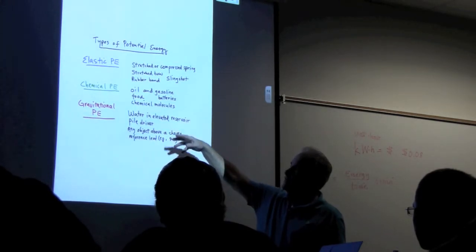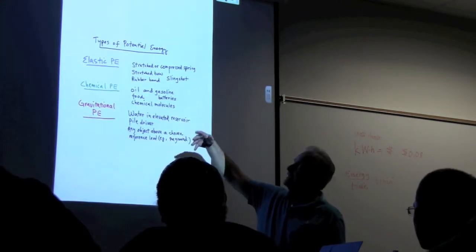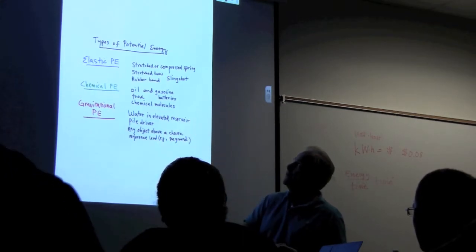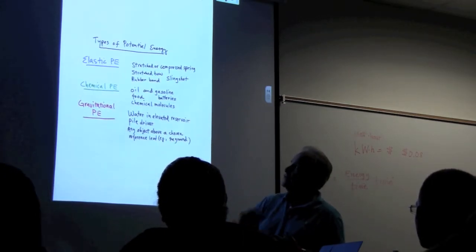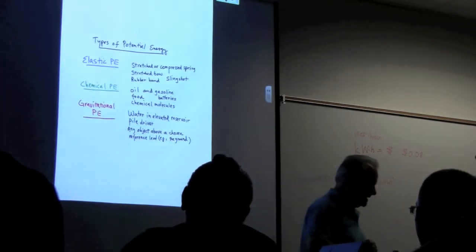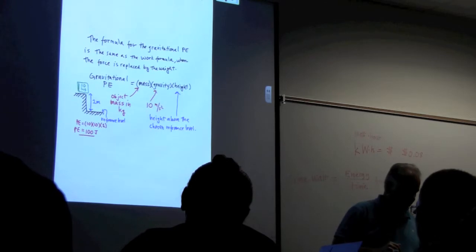Chemical potential energy we talked about, like in gasoline. Elastic potential energy, like in a rubber band or a slingshot or a bow and so forth. I just want to give you some examples. But this is the one that we're going to focus on in the course.